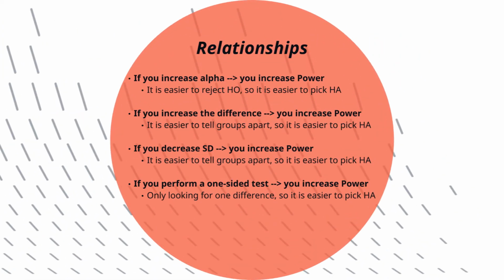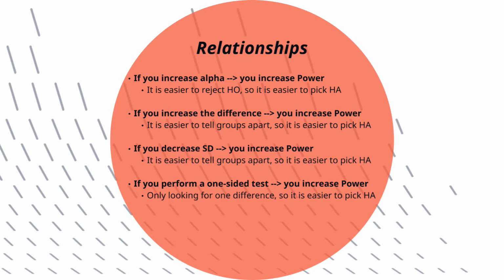So how are they related? If you make your alpha larger, you will increase power. That is, if I make it easier to reject the null hypothesis, I have a larger alpha, so an alpha of 0.1. That means I have more space to have a p-value less than alpha. That means I'm more likely to reject the null. It makes it easier to pick the alternative. If the alternative is really true, then I've increased my power.